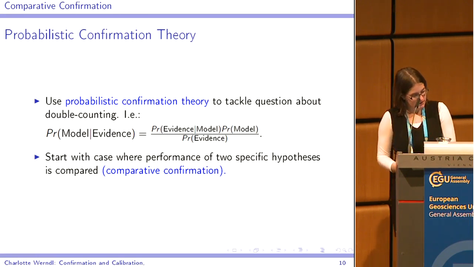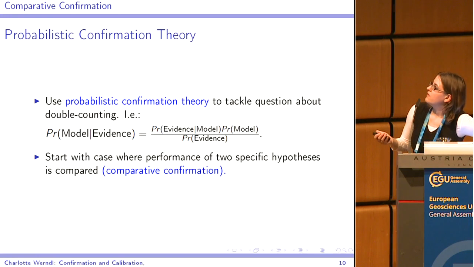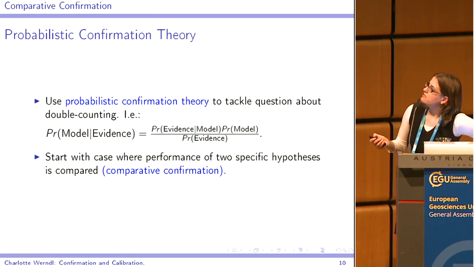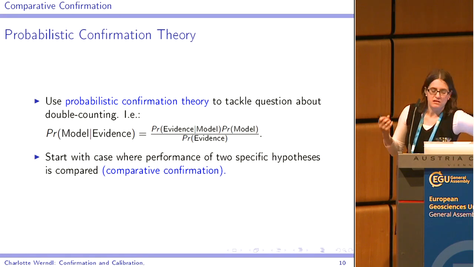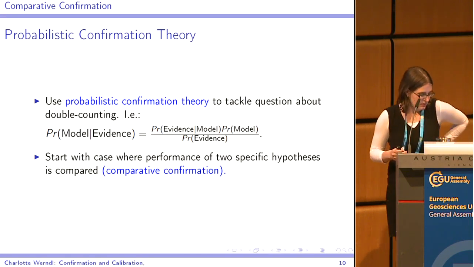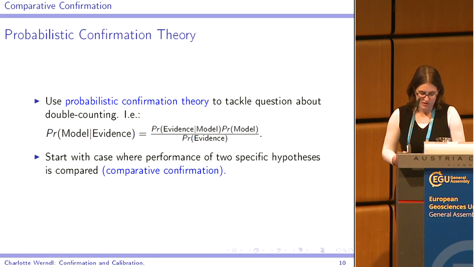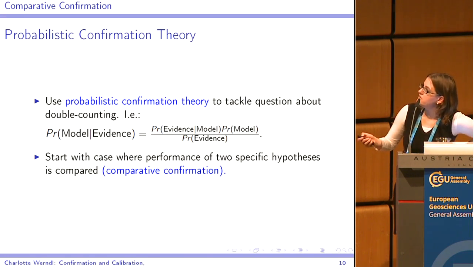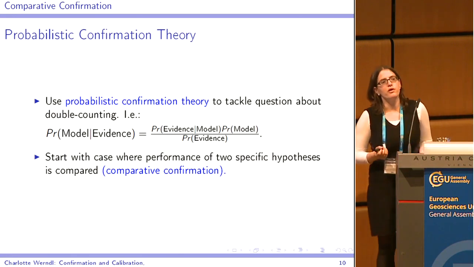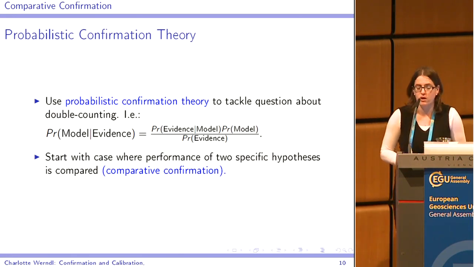I'll just briefly tell you, and you're probably all familiar with it, but it's still good to recap what the basic tool of Bayesian confirmation theory or probabilistic confirmation theory is. The idea is you calculate the probability of the model given the evidence. So this is what you want to know. This is the confirmation you want to know.